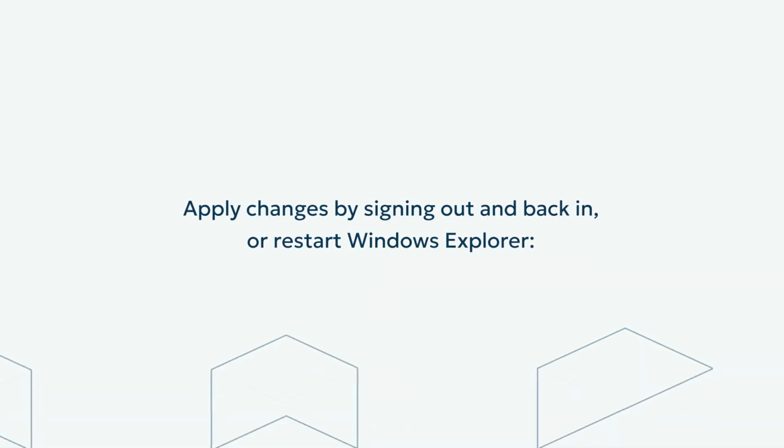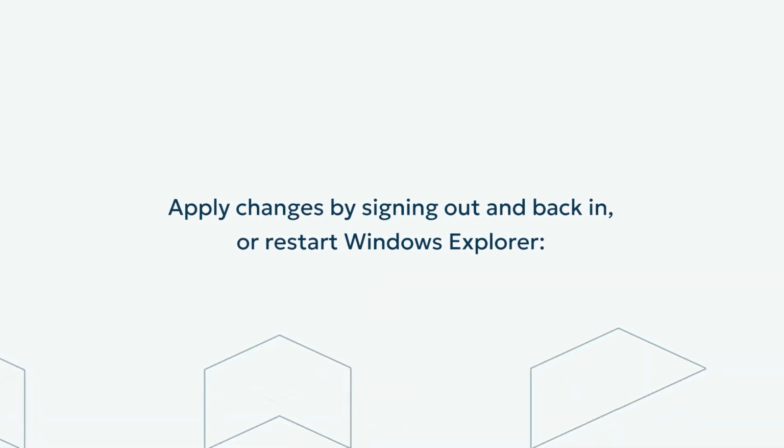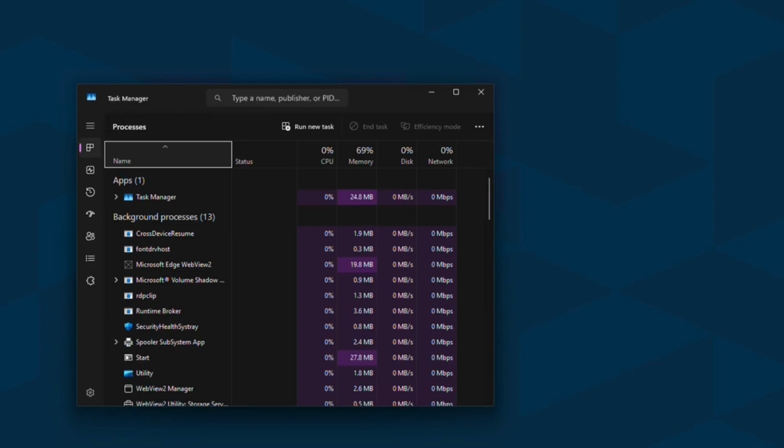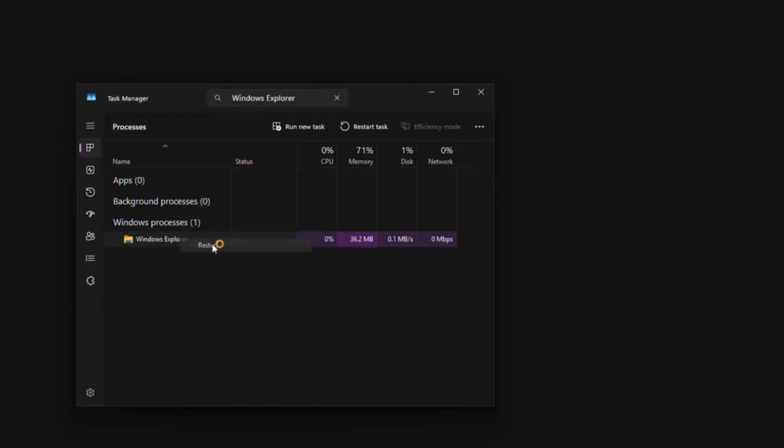Apply changes by signing out and back in, or restart Windows Explorer. Open Task Manager by clicking Ctrl+Shift+Escape. Find Windows Explorer, right-click it, and choose Restart.